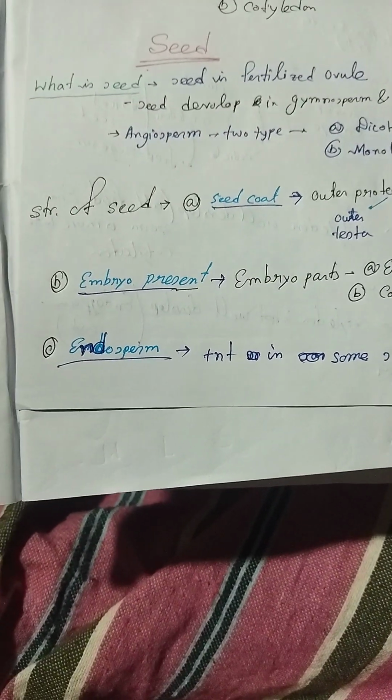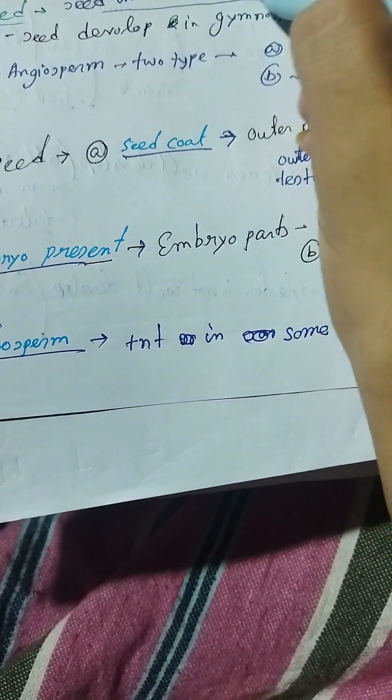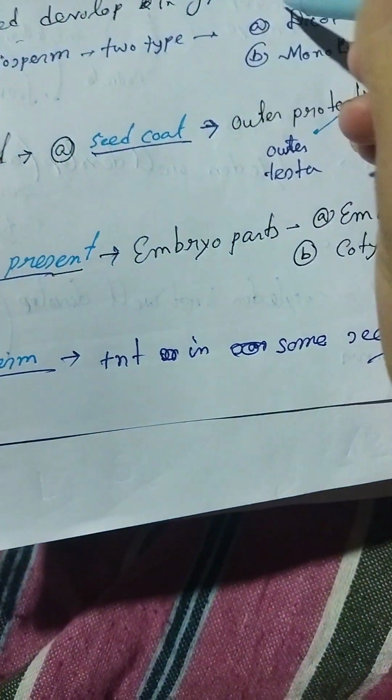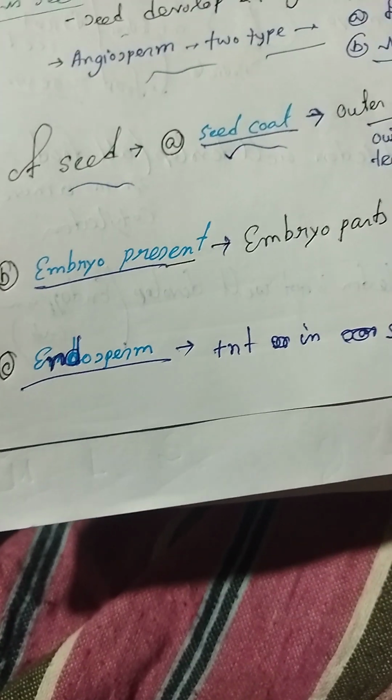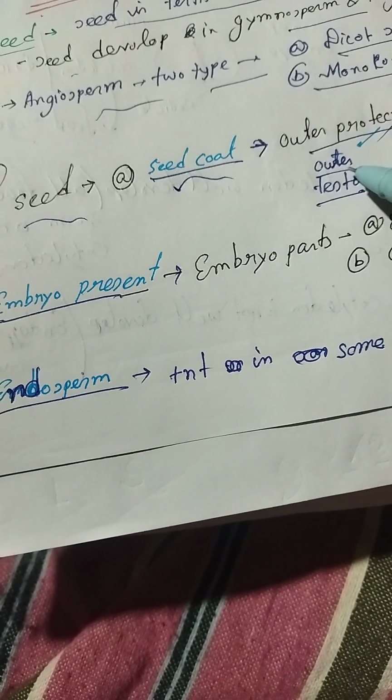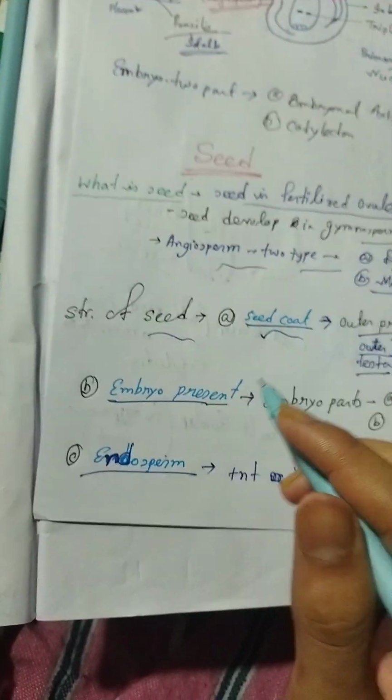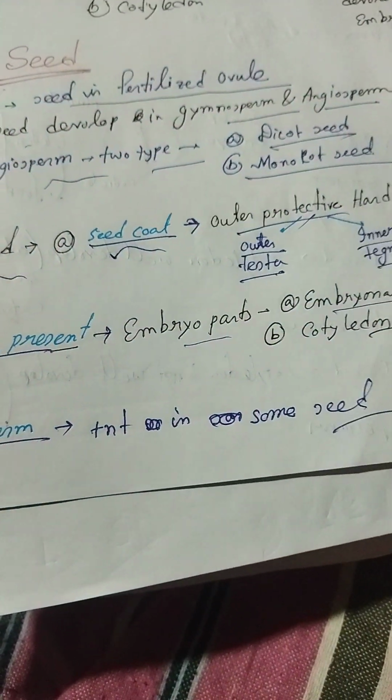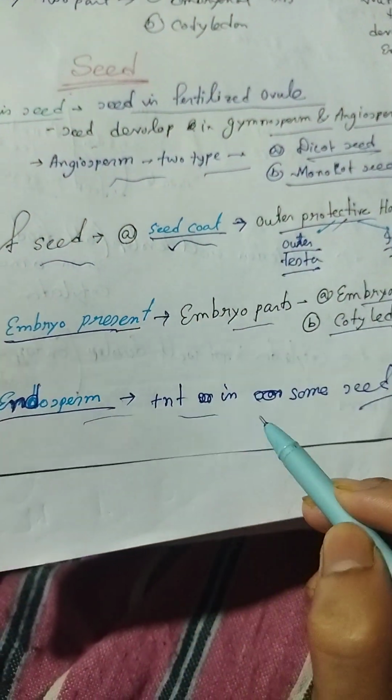Now talk about seed. What is seed? Seed is a fertilized ovule. Seed develops in gymnosperm and angiosperm. Angiosperm is of two types, dicot and monocot. Structure of seed: seed coat, the outer protective hard layer. It is of two types: outer is testa and inner is tegmen. And embryo is present. Embryo parts are embryonal axis and cotyledon. Endosperm is present in some seeds.